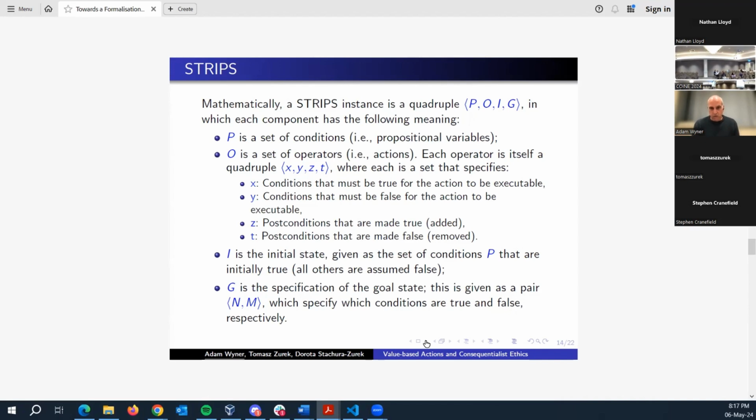We assume that we have some initial state, and then we have the goal specification, which has two parts: the N part, what we want to achieve that's going to be made true, and the M part, which is what we want to make false. So next slide, please.